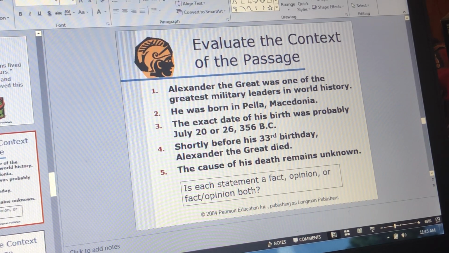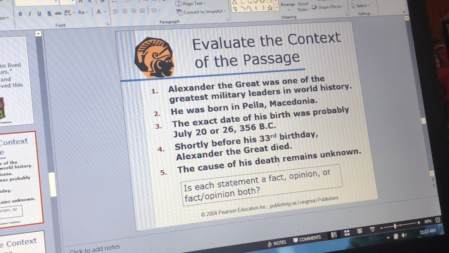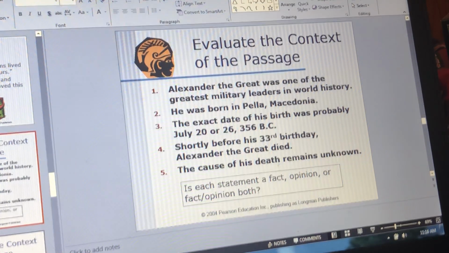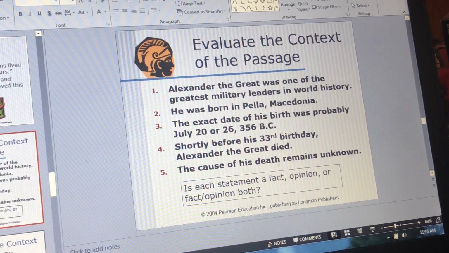Okay. Alexander the Great was one of the greatest military leaders in the world. Okay, is that a fact? Is that an opinion? Can we measure it? Or is it both? He was born in Pella, Macedonia. Okay, can we measure that? Can we prove that? The exact date of his birth was probably July 20 or 26, 356 BC.